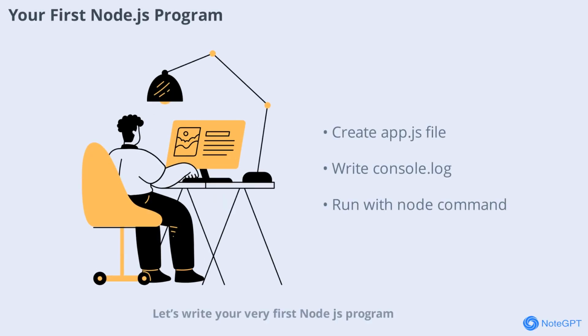Let's write your very first Node.js program. Open your favorite code editor and create a new file named app.js. Inside, type console.log("Hello Node.js"). Save the file, then run it in your terminal by typing node app.js. You should see the message printed out. This simple exercise demonstrates how Node.js executes JavaScript files outside the browser, laying the foundation for more complex applications.